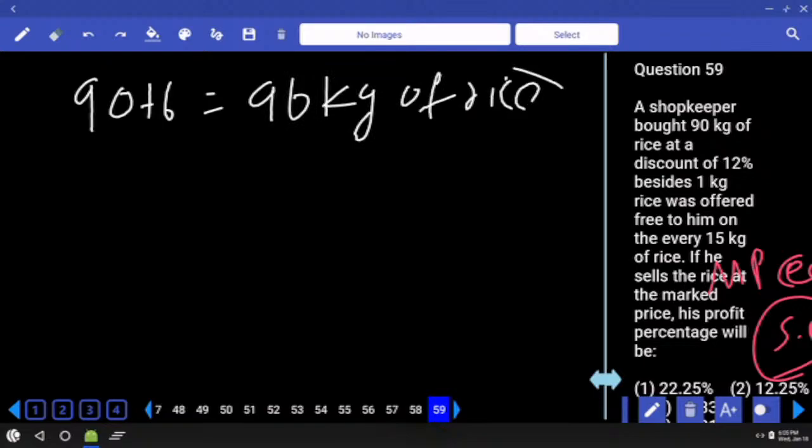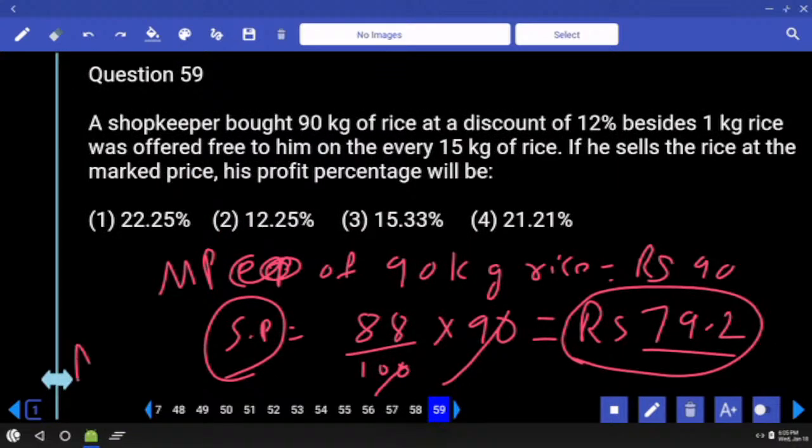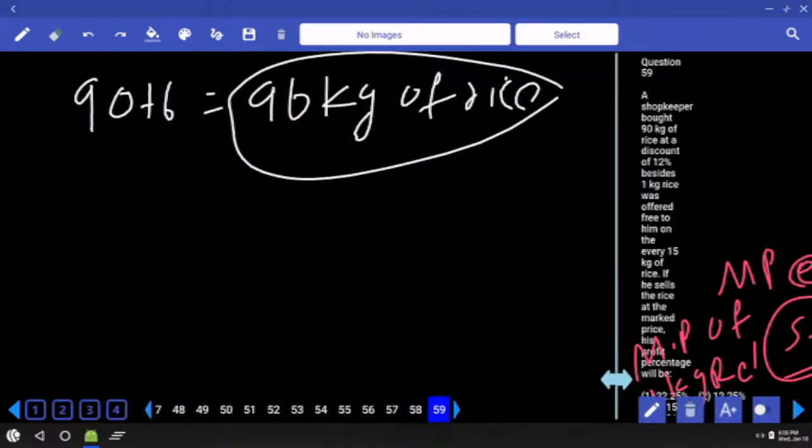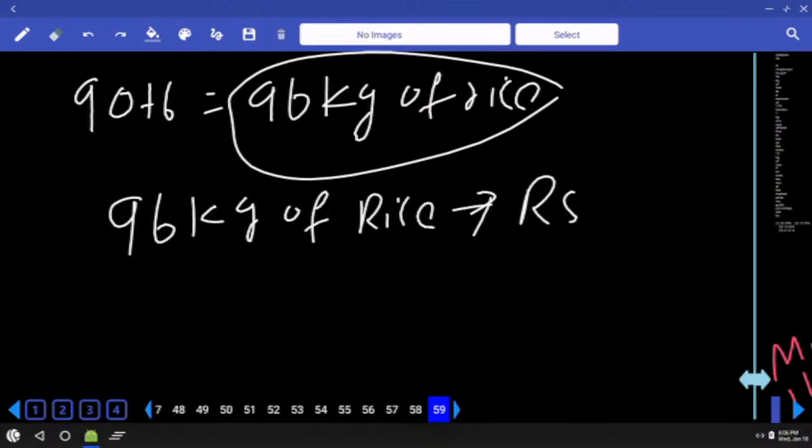Now he is saying, if he sold this, see, what did I assume initially? Marked price of 1 kilo rice is what? Rupee 1. Yes or no? How much he got actually? 96 kilos. Yes or no? So 96 kilos, each kilogram of rice anta 96 a. Yes or no? Ante కదా sir. So that means suppose వీడికి బెనిఫిట్ వచ్చింది ఇప్పుడు అంటే he got 96 kilograms of rice at what price? Rupees 79.2. Yes or no?